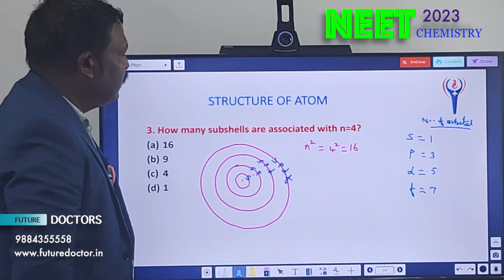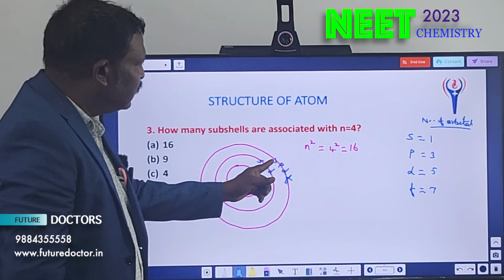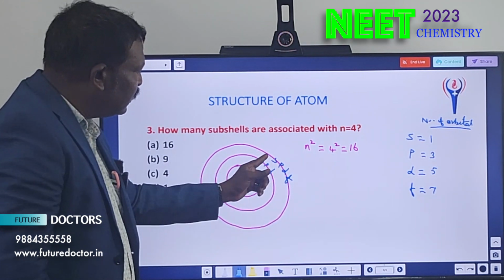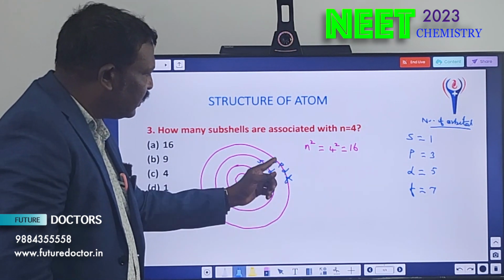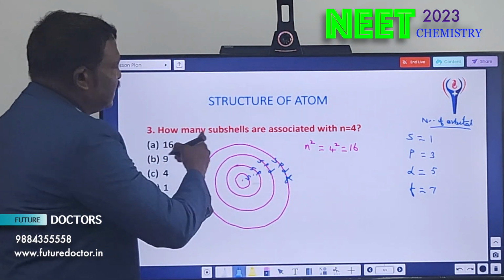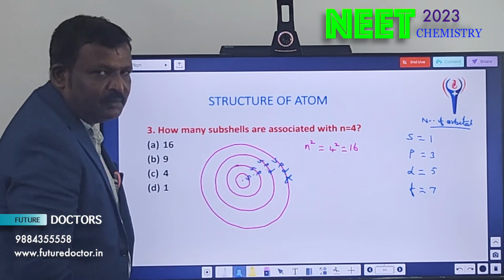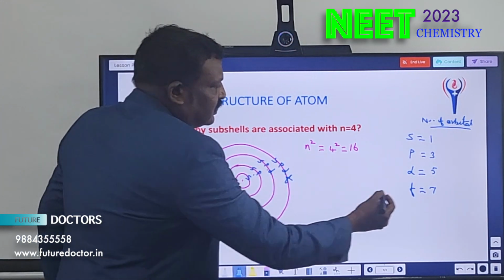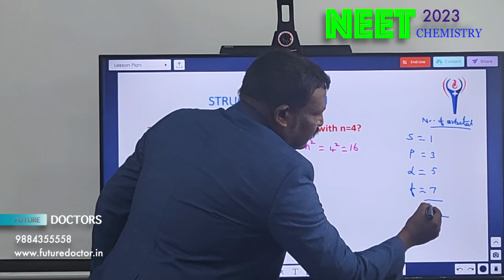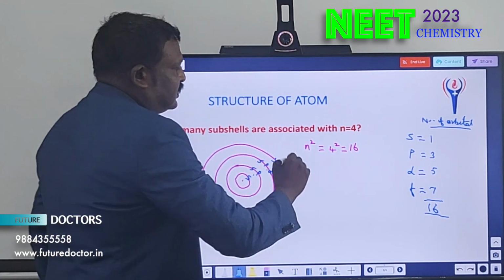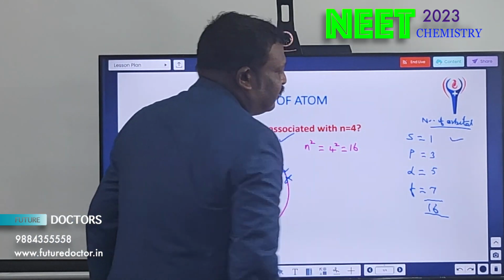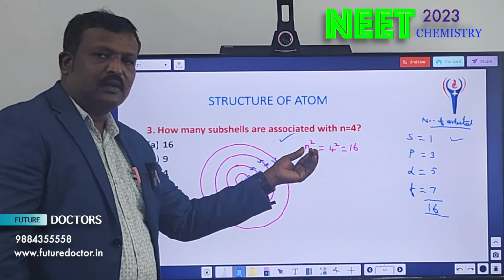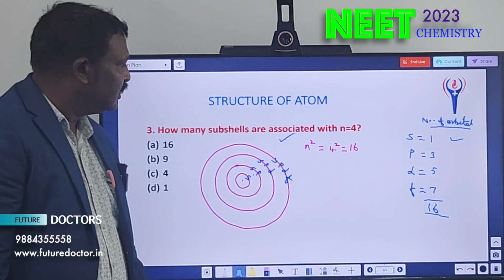Understood? Okay. So now just add all this. If n is equal to 4, s orbital, p orbital, d orbital, f orbital, all are present. They're asking about how many subshells. Orbitals are nothing but another name called subshells. If you add all this, we get 16. Understood? So this is also another method to find it. Simple method. Hence, if n is equal to 3 it means 3 square, n equal to 2 means 2 square. Simply, again, this is the formula method.